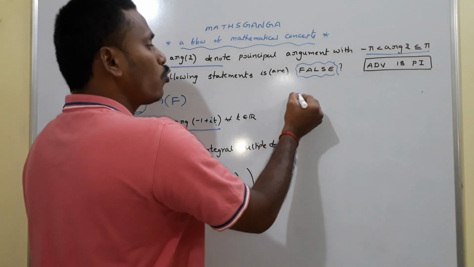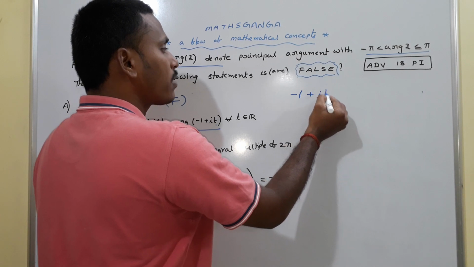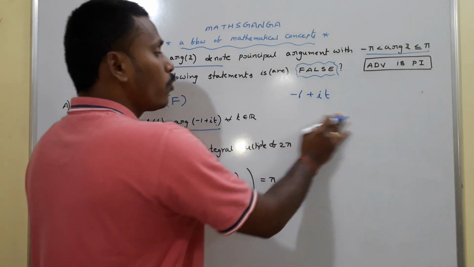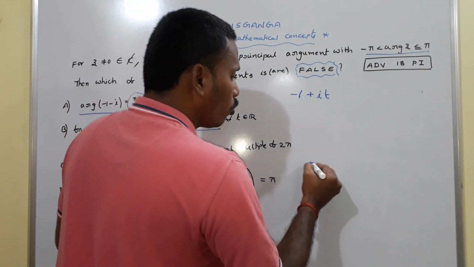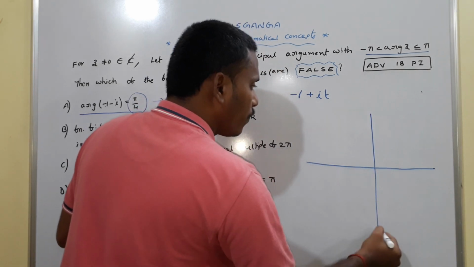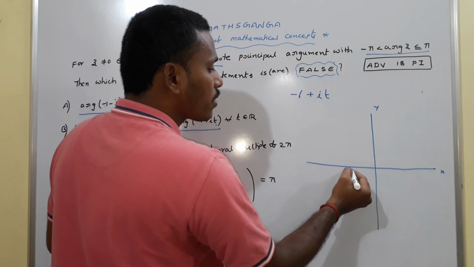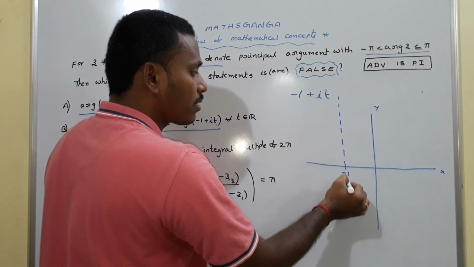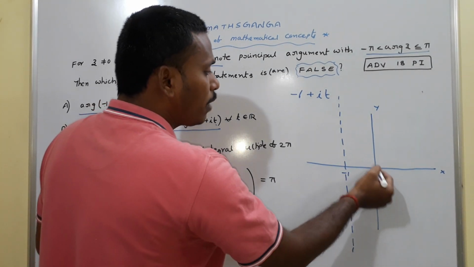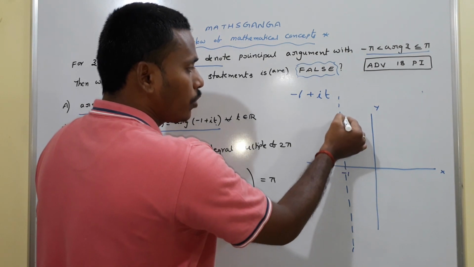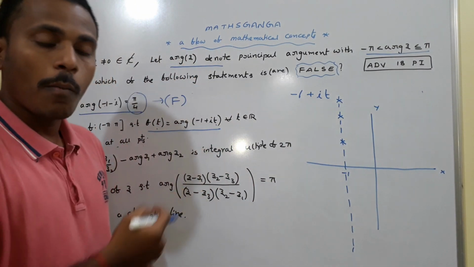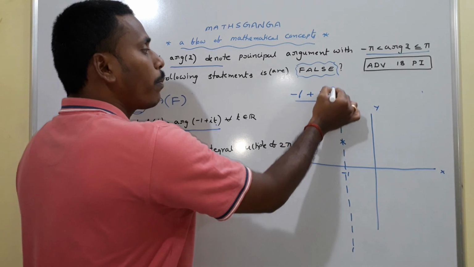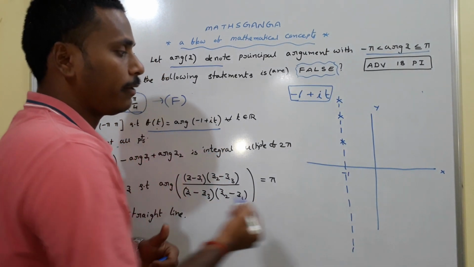For that, first of all, we need to concentrate on the point minus 1 plus it. T is a real number. It may be any real number. So if you look here, minus 1 is fixed, the x is fixed. If you treat this as the x and y axes, we have minus 1 here, and this is the line x equals minus 1. All the points on this line are (minus 1, t). So for different values of t, all the possible complex numbers are the points on this line.